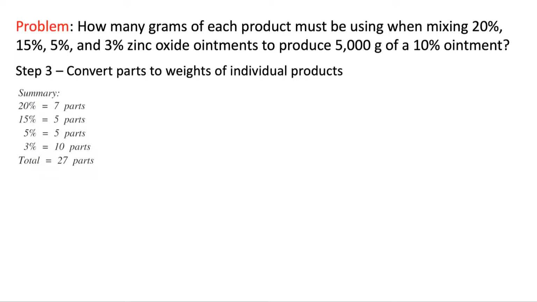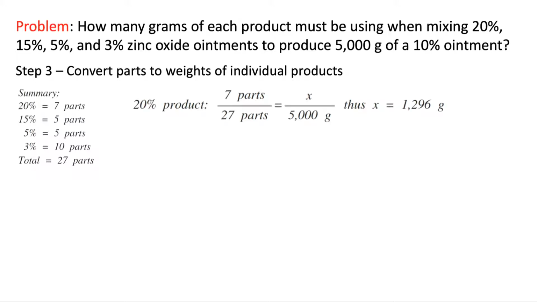So again, to summarize, this is what we've calculated: we needed 7 parts of the 20%, 5 parts of the 15%, 5 parts of the 5%, and 10 parts of the 3%. Okay, so let's use proportions to determine the actual weights for each ingredient. We'll start with the 20% product, and the proportion we're going to set up is simply this.